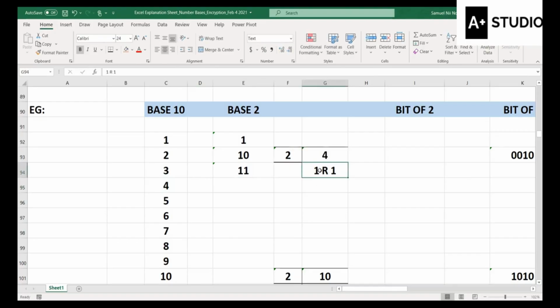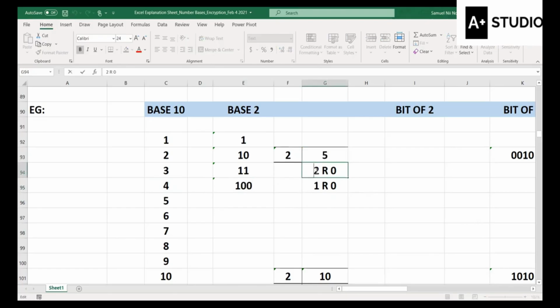2 will go into 4 2 times, remainder 0. Then 2 will come and divide again. 2 into 2 will give me one whole number, remainder 0. So 4 in binary will give us 100.